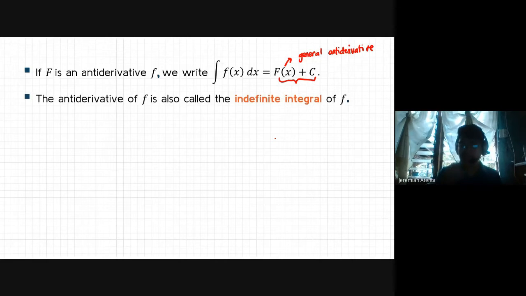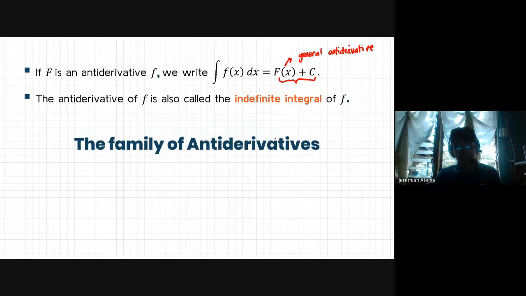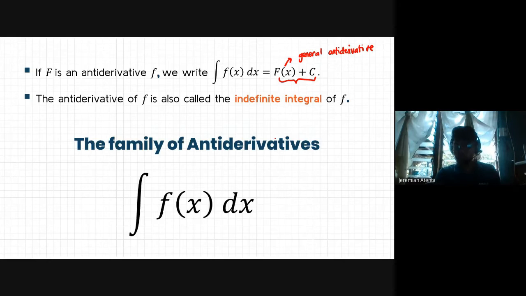Okay? And the antiderivative of f is also called the indefinite integral. So yung general antiderivative is actually the indefinite integral of f. Okay, so if you are finding the antiderivative, you are just taking the integral. Okay, if there is indefinite integral, meron ring definite. Okay, and we will discuss the definite integral sa mga future lessons natin. But for now, we will have this indefinite integral. So the family of antiderivatives looks like this one.